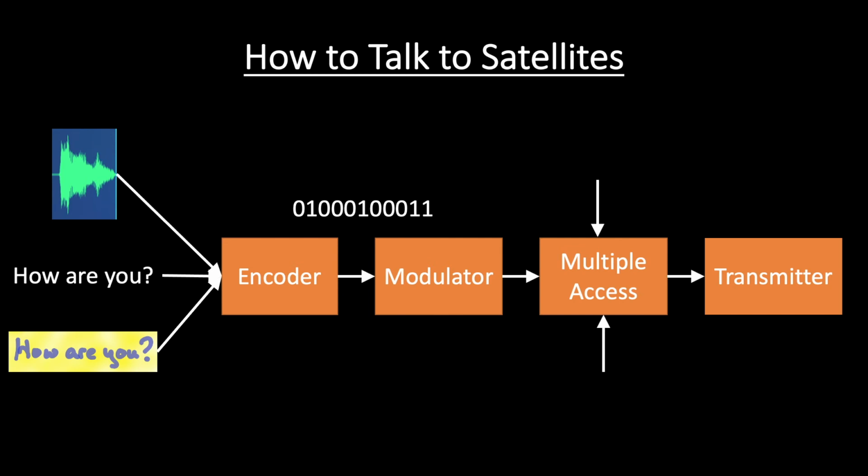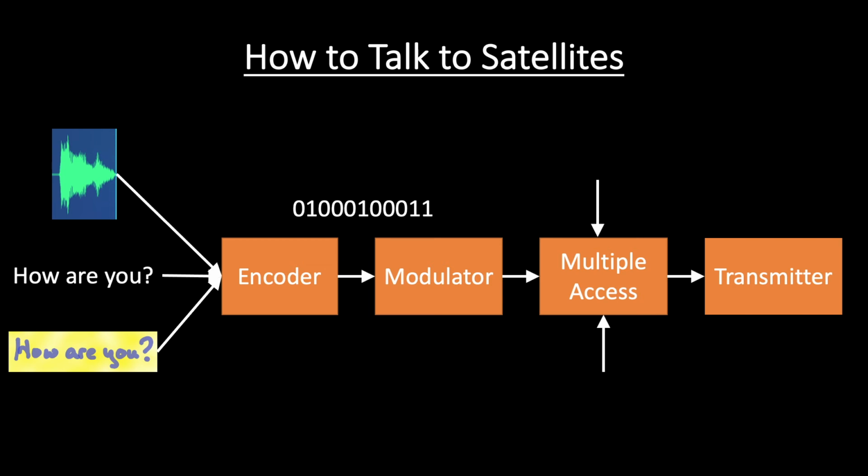All right. So, how to talk to satellites? Take my information that I want to send. I encode it so that I can translate from my language to the ones and zeros that the satellite understands. I modulate it onto a frequency that will transmit through the channel that I need to transmit through. If I need multiple access, I allow for other users to use the same space, because we all like to play nice with each other, right?